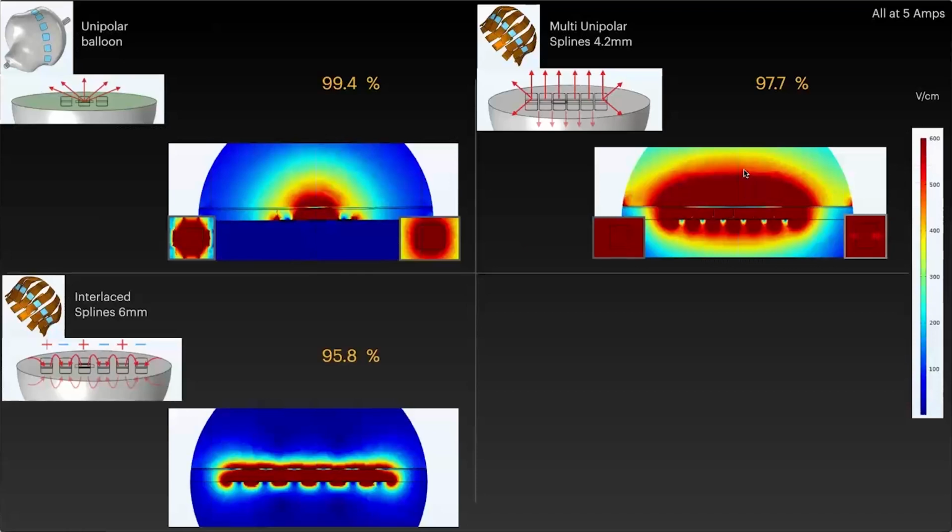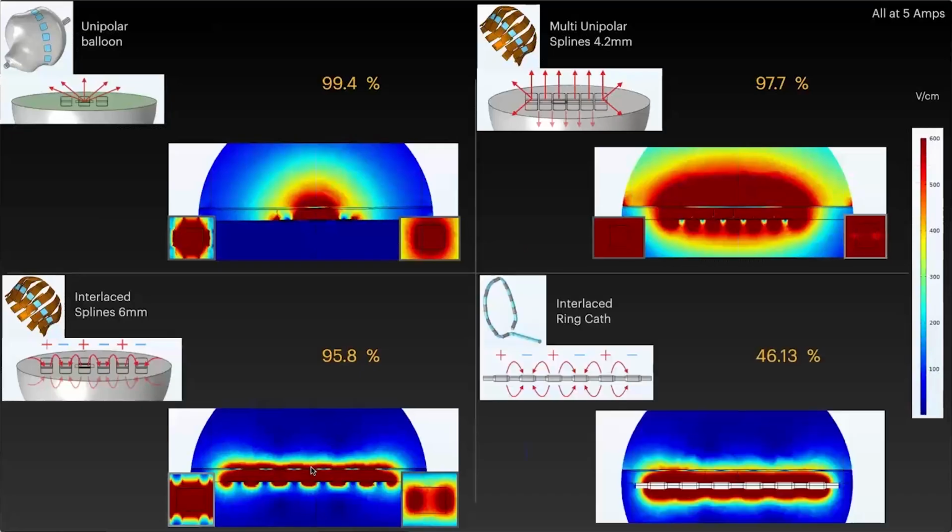Here are the interlaced splines, spaced 6 millimeters apart. That's the beauty of the interlaced system, that you contain the energy well within the myocardium. And then having the insulation on the back helps a lot as well. You see where it fails, at the top at the epicardium. And we have the interlaced ring catheter with a lot of energy being wasted in the blood and causing bubbles.